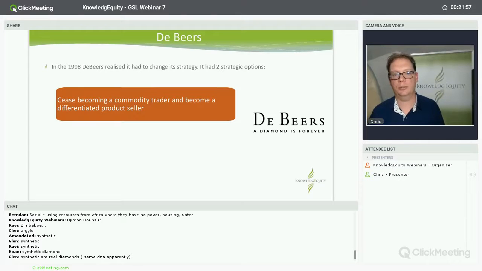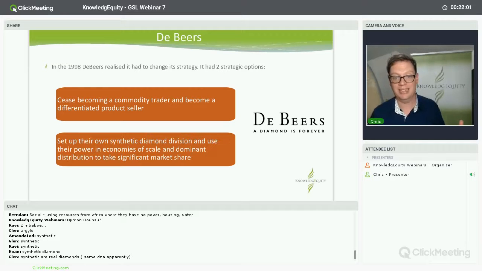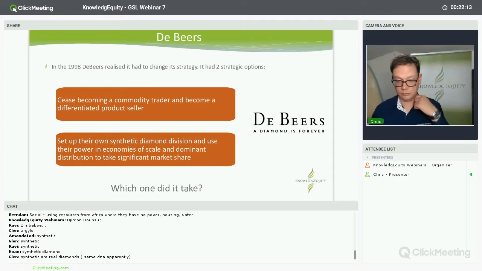So they had to change their strategy. They had two options: cease to be a commodity trader and become a differentiated seller, or set up your own synthetic diamond division and use your power in economies of scale and dominant distribution to take significant market share. So which one did they do?